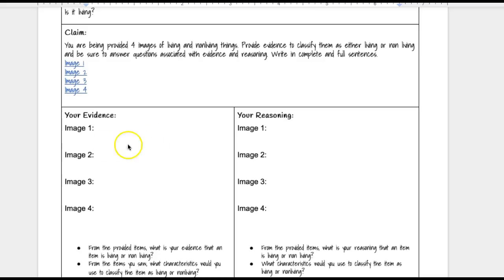If you would write your evidence pieces here, you can do bullets, you can do slashes, you can write in a shorthanded form. Your reasoning, however, that is where you have to write in your full and complete sentences.